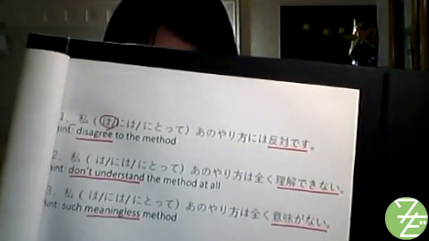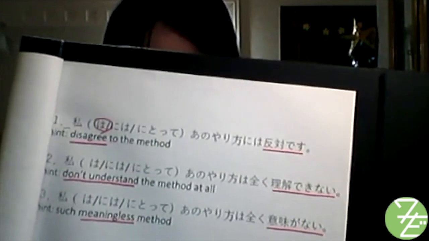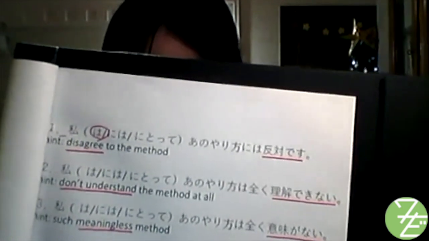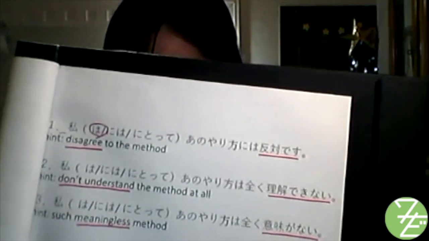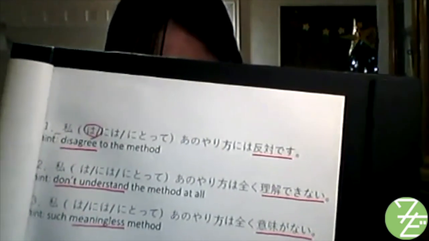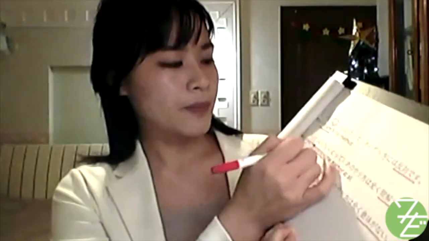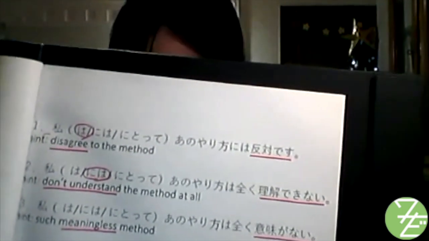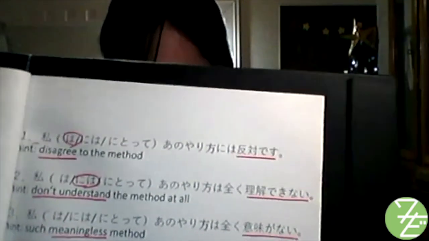私はあのやり方には反対です。The second sentence, the hint is that 私 don't understand the method. Is this an evaluation? The answer is no. Therefore, for this sentence, you also have to choose between は and には. Because there is already は that is used in a sentence, には is the most natural answer. 私にはあのやり方は全く理解できない。Which means for me, I don't understand the method at all compared to the people who understand it well.